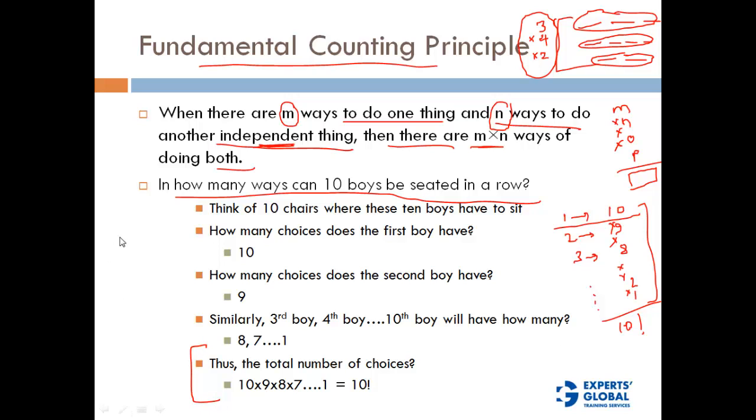You can also think from the chairs' point of view. Let's say every chair is asked to choose one person. How many choices does the first chair have? It has 10 boys to choose from. The second chair has 9 boys to choose from. The third chair has 8 boys to choose from. That way, again you will get 10 factorial. So this is a practical example of the fundamental counting principle.